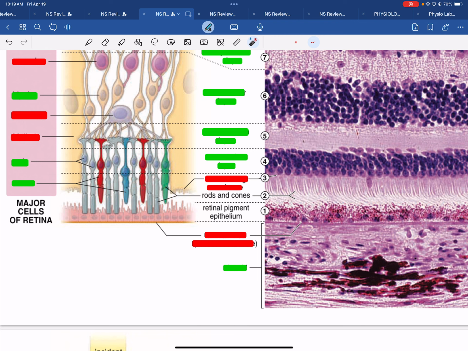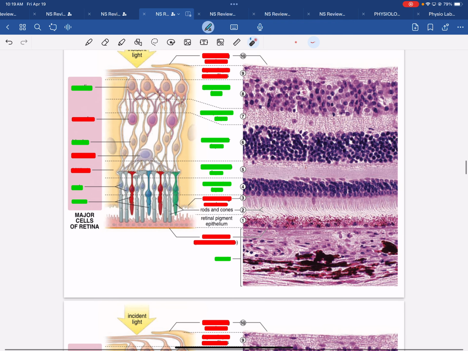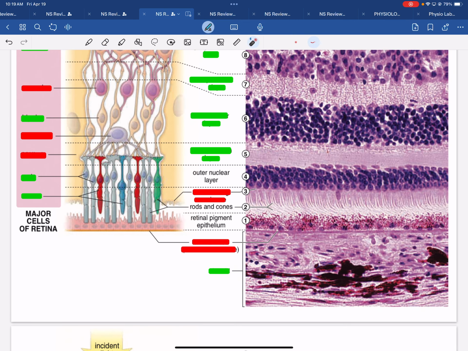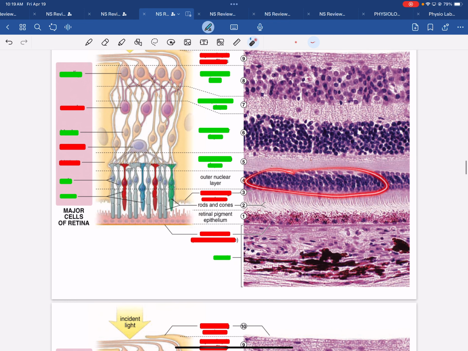All right, what about this layer? There's this layer of nuclei, and then there's this layer of nuclei, and then there's this layer of nuclei. This is the outer segment, inner segment layer. Okay, good. So it's called the outer nuclear layer, because it's nuclei. Okay, what about this one? This is the outer nuclear layer. Which layer is this? This is the inner nuclear layer. Good, the inner nuclear layer.